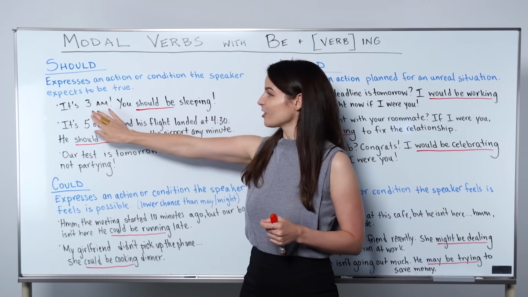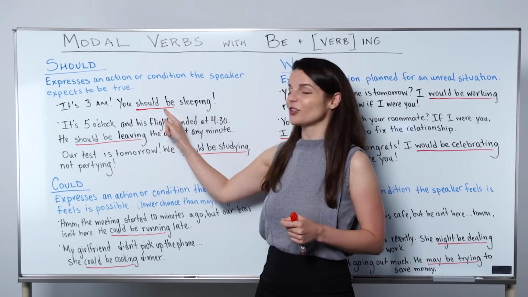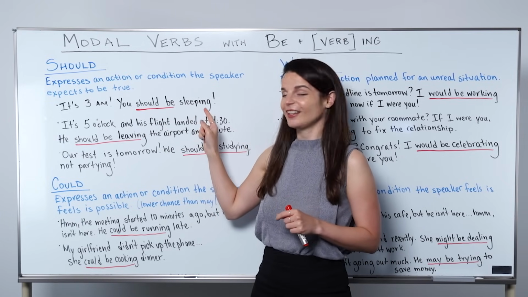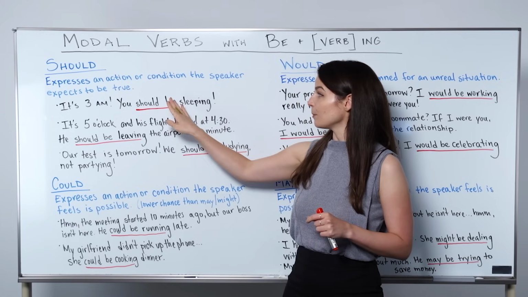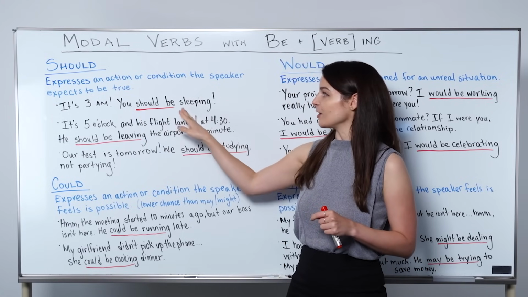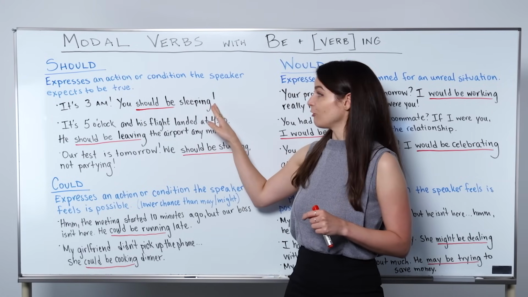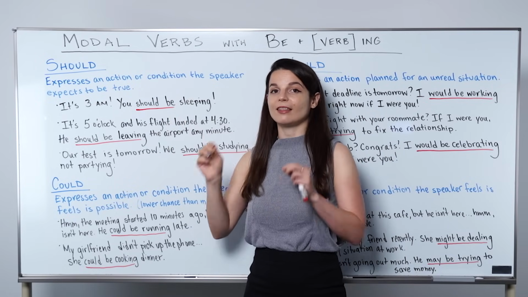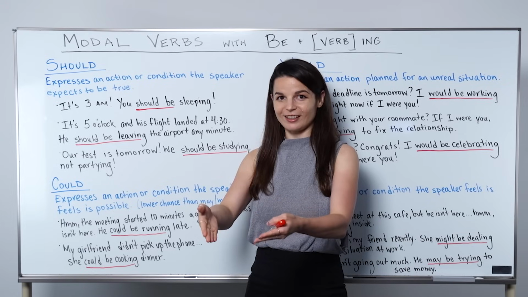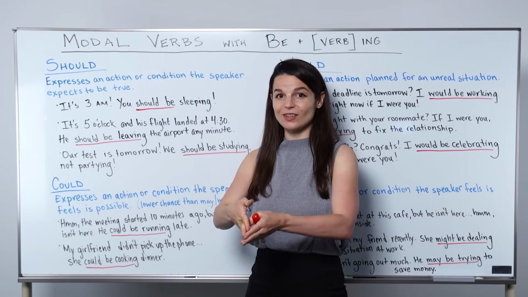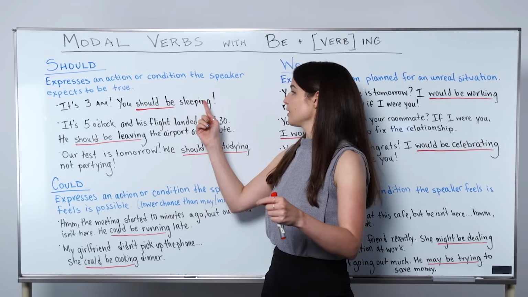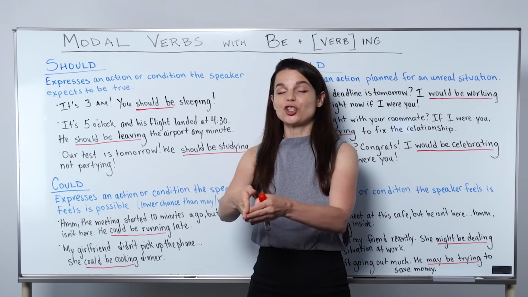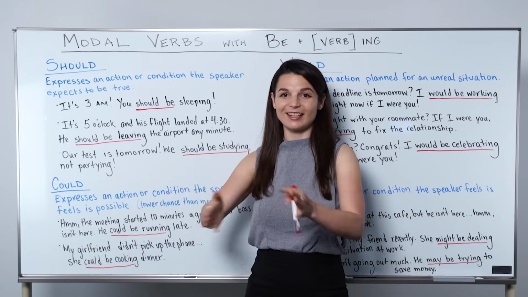First, it's 3 a.m. You should be sleeping. So here we have should be sleeping. Here's my verb in the ing form. This expresses the speaker's expectation that the listener's expected activity is sleep. We use this ing form to mean that that should be a continuing state.